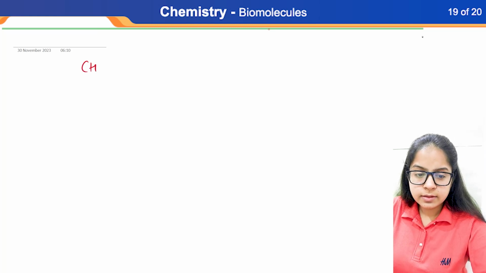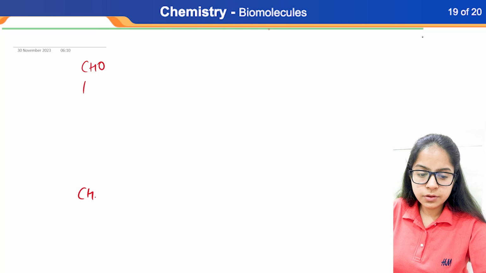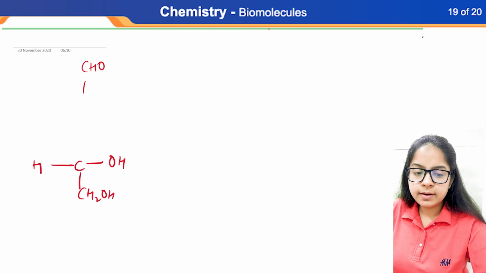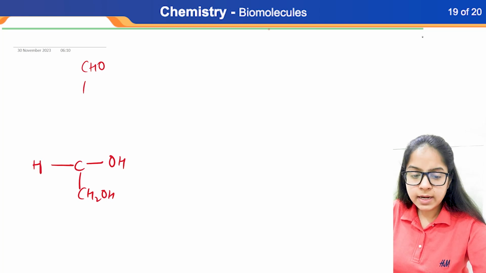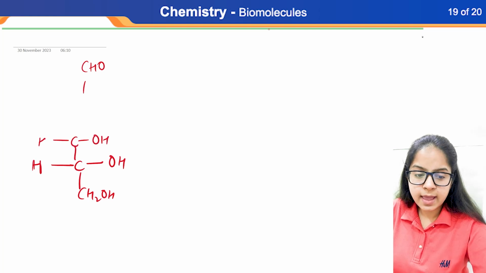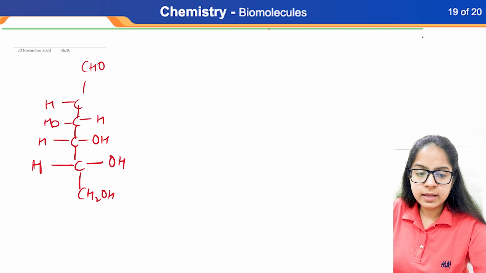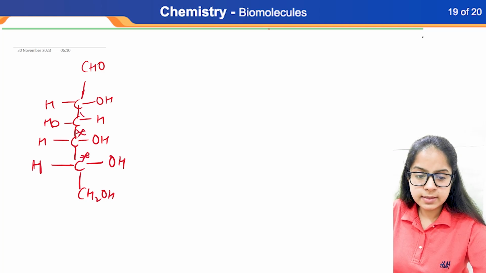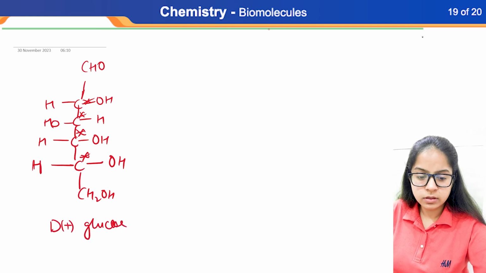First one is CHO. You need to remember D plus glucose. D plus means OH on the right side: OH on the last chiral carbon is on the right side, then this one is the structure. Then after that, COHH, COHH, CHOH. So this is the chiral center here. Now this is D plus glucose.